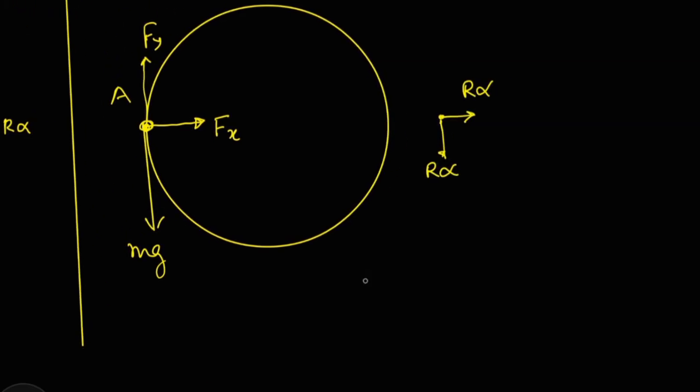So now writing Newton's law, we'll have Fx is equal to m into r alpha. This is Newton's law in horizontal direction, in x direction. And we have mg minus Fy is equal to m r alpha. This is in the vertical direction.